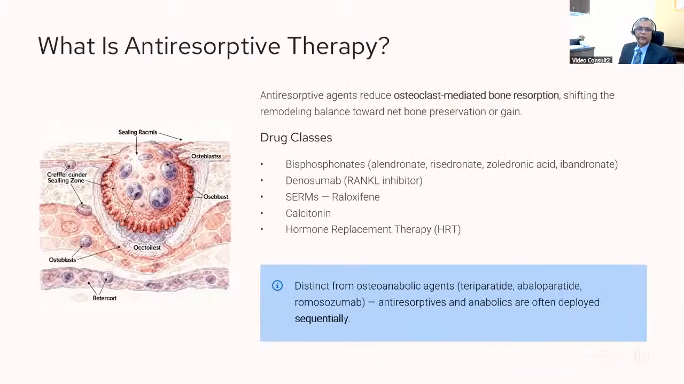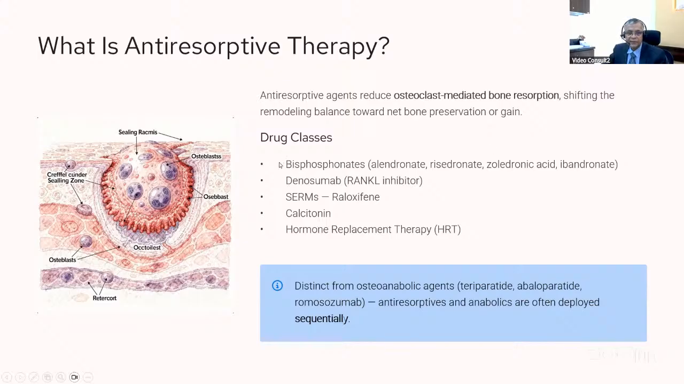What is antiresorptive therapy? Normally, as we have seen in the previous lectures, bone is formed and bone is continuously resorbed. It's never a static phase. So an anti-resorptive drug is the one that, in osteoporosis where the resorption is more, reduces the osteoclast mediated bone resorption, shifting the remodeling balance towards net bone preservation and gain.